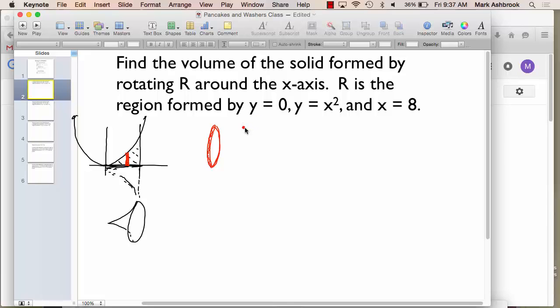You're going to get a pancake. It's all about food. A pancake or a disc. Okay? It's getting worse.